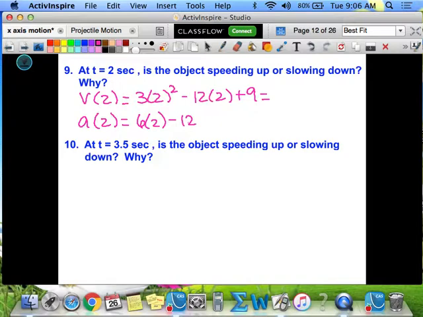Oh, that's a weird one. Okay, this one, what did we get? Positive or negative? At 2, velocity was negative, wasn't it? Yeah. Okay.